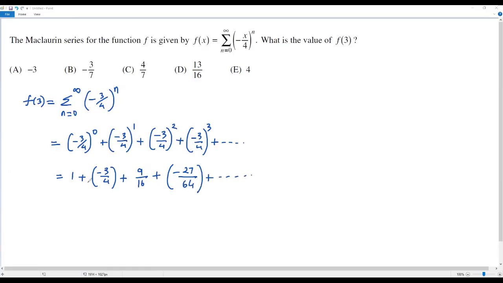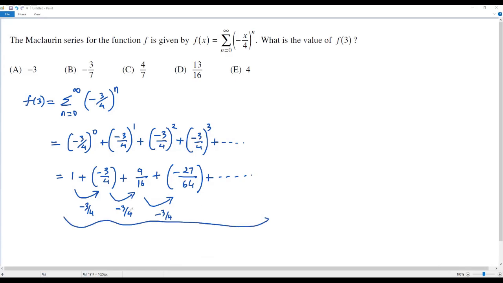Now let's consider the first term over here, that is 1, and the second term, that is negative 3/4. If I want to get the second term, negative 3/4, from the first term, I have to multiply the first term by negative 3/4. What if I want to get the third term from the second term? Again, the same thing. I have to multiply the second term by negative 3/4. And to get the fourth term from the third term, I have to multiply the third term by negative 3/4. So in this series, to generate each term, we have to multiply the previous term by negative 3/4.